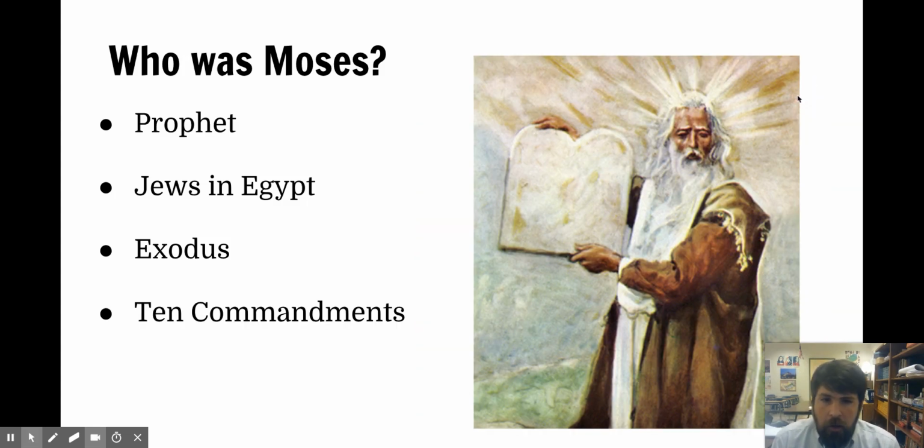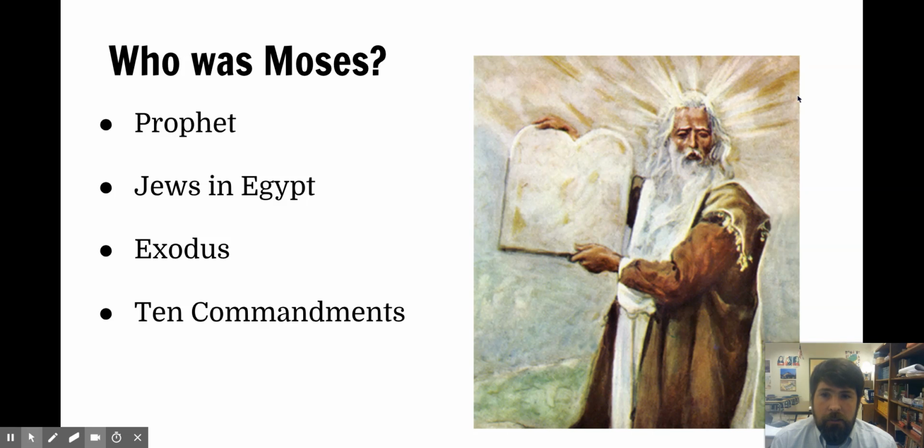Following that, Moses went up a mountain, Mount Sinai, where he spoke to God further and where God gave him a list of laws, religious laws that the Jewish people should follow. And these laws, you've probably heard of them before. They're called the 10 Commandments.